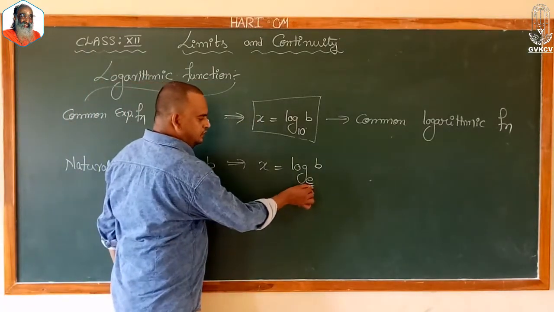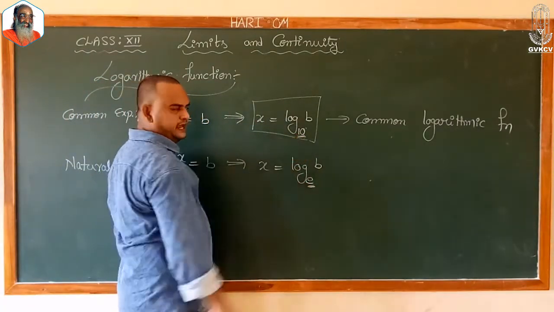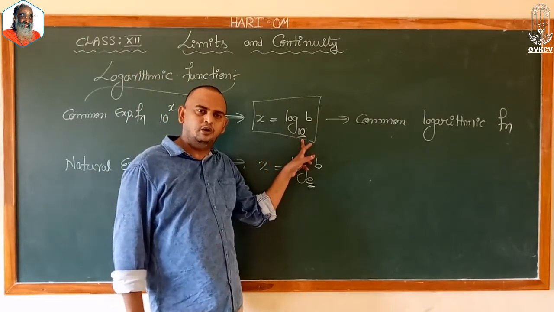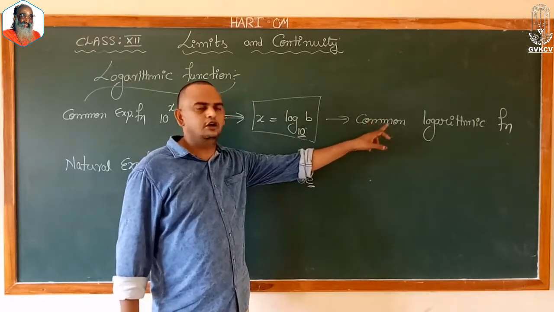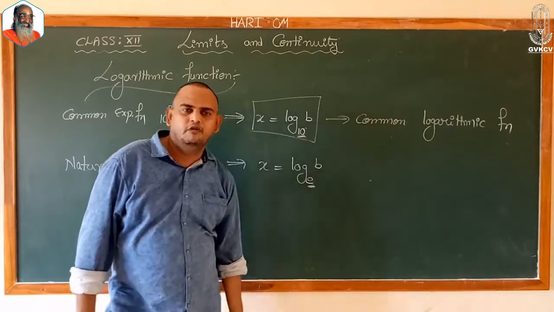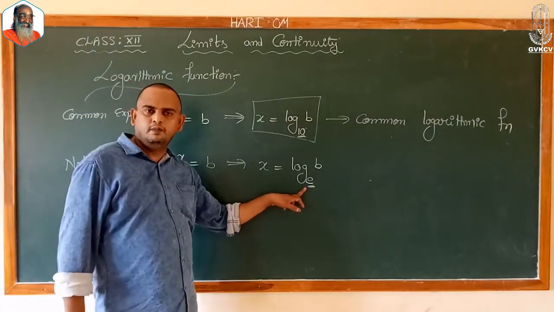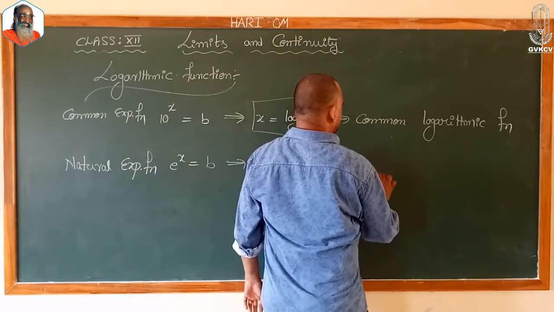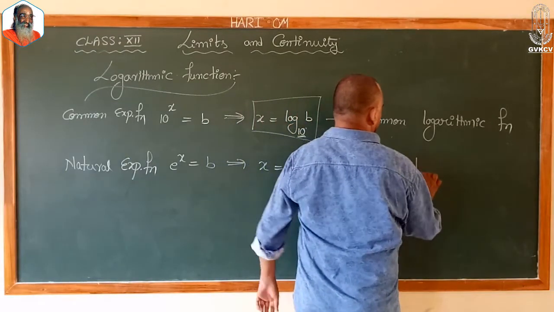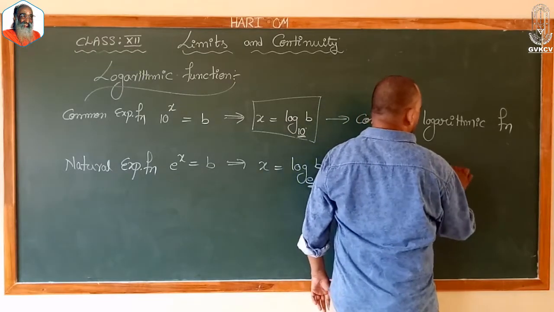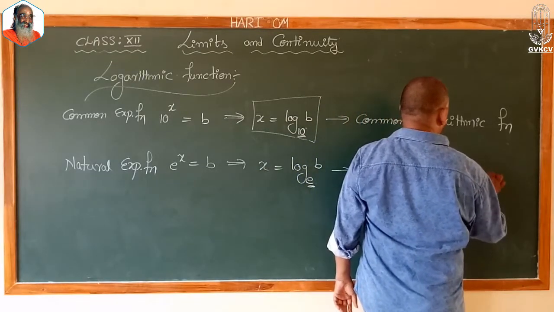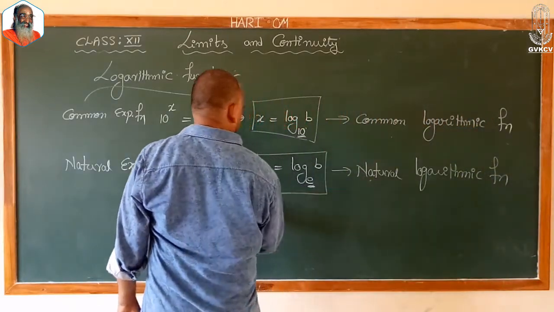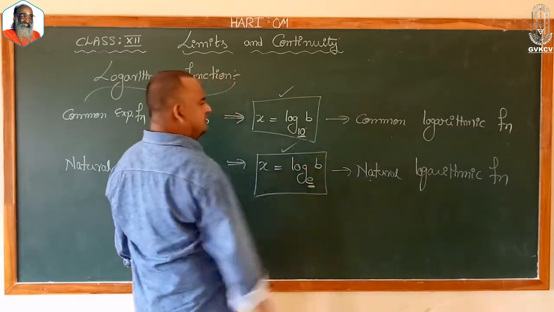Here what is the base you have? e. Here what is the base you have? 10. Here 10 is called the base. Wherever the base 10 you have, that logarithmic function is called common logarithmic function. Wherever the base e you have, that is called natural logarithmic function. This is called natural logarithmic function and this is called common logarithmic function.